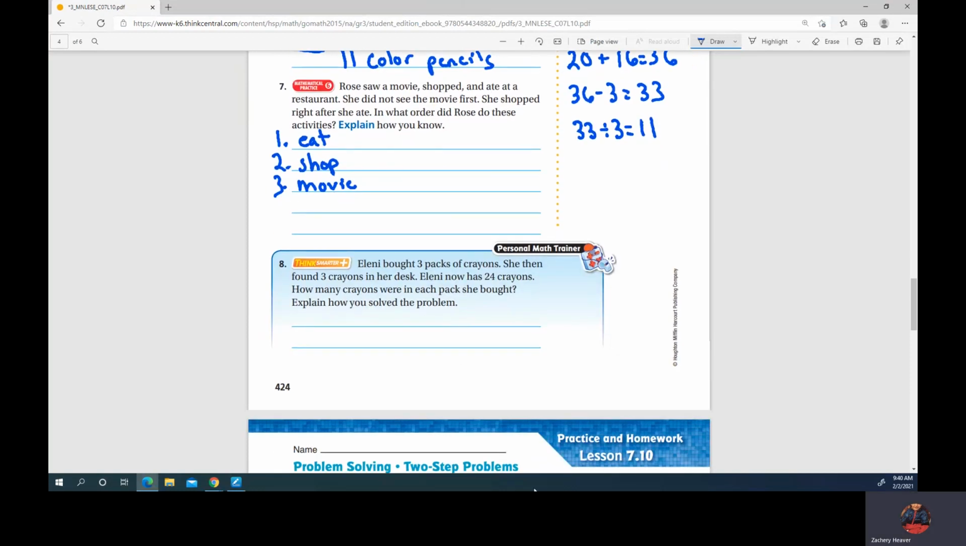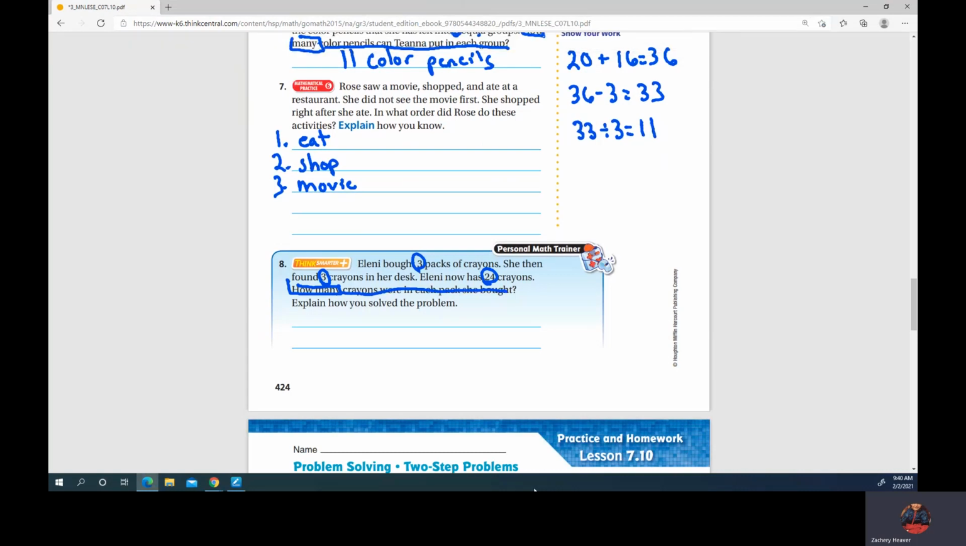We'll talk about it. Alini bought 3 packs of crayons. She then found 3 crayons in her desk. She now has 24 crayons. How many crayons were in each pack that she bought?